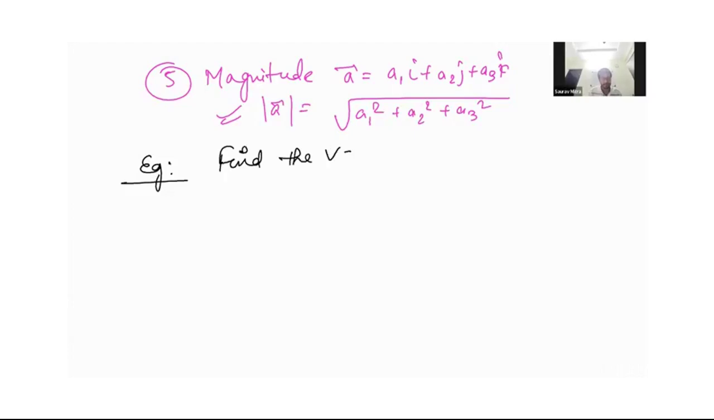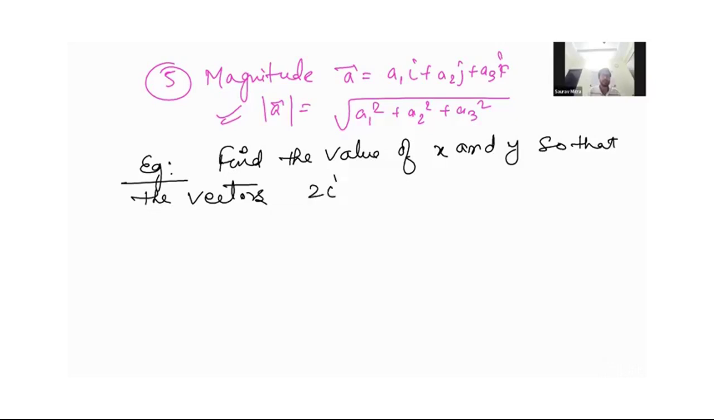Find the value of x and y so that the vectors 2i plus 3j and xi plus yj are equal. Okay, so they are saying that we have to find the value of x and y so that the vectors are equal. They have given that these two vectors are equal.